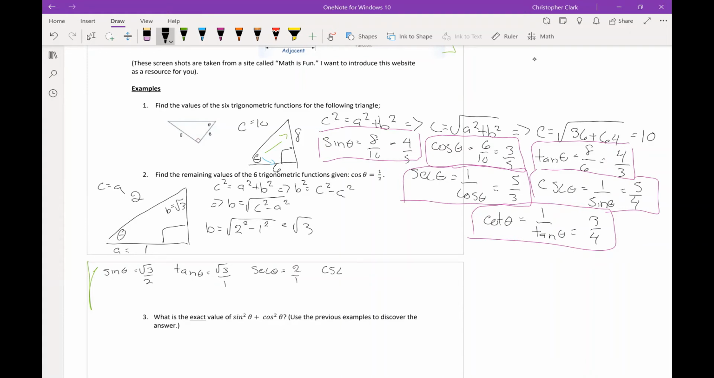We have the cosecant is equal to 1 over sine, which is 2 over, excuse me, 2 over square root 3. And then we have the cotangent theta. This is 1 over tangent, so this is 1 over root 3. And that gives us all of the remaining trig functions. All right, so in this way, if we know one trig function, we can figure all the rest out.